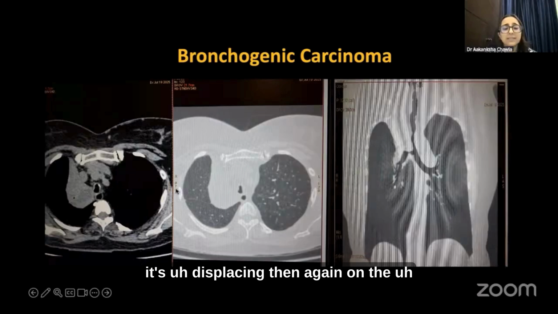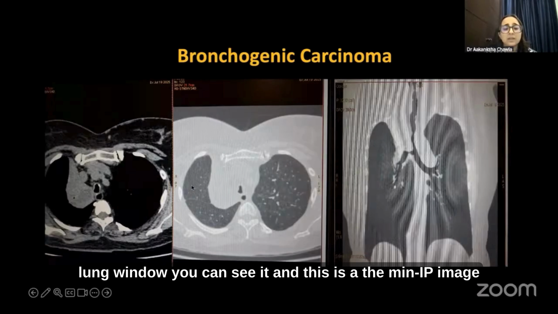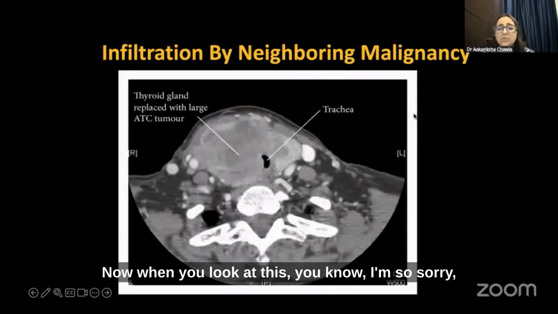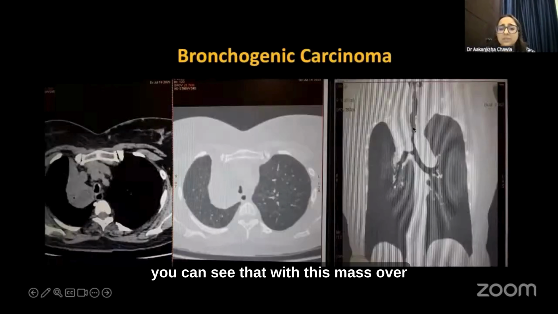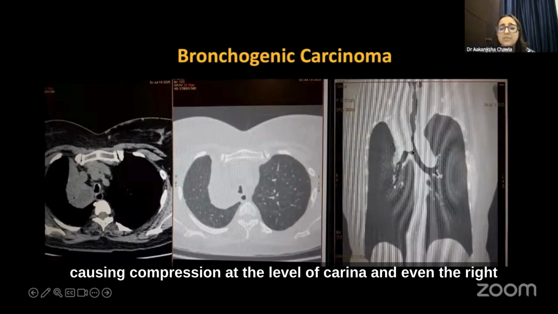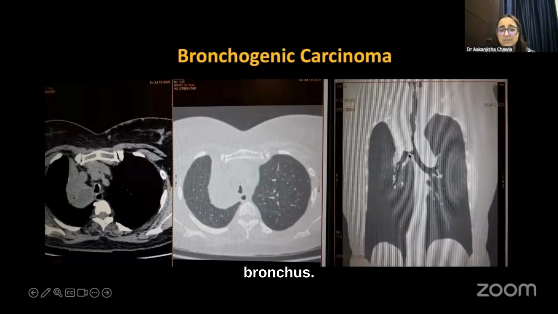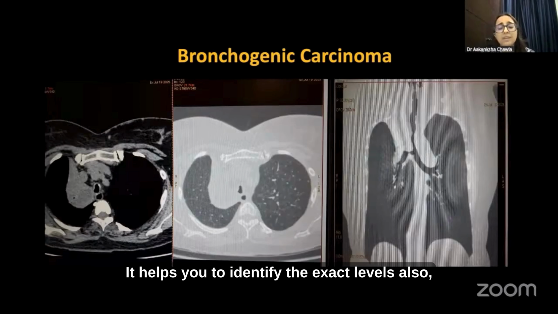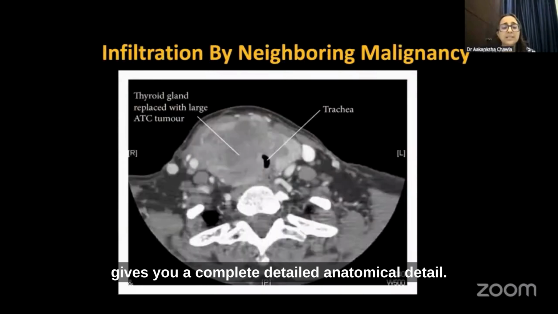It's displacing. Then again on the lung window, you can see it, and this is a MinIP image. And look at this. Now, when you look at this, I'm so sorry. You can see that this mass over here is compressing the trachea. It is causing compression at the level of the carina and even the right main bronchus. So this is what is good about this image reconstruction. It helps you to identify the exact levels also, and gives you complete detailed anatomical detail.